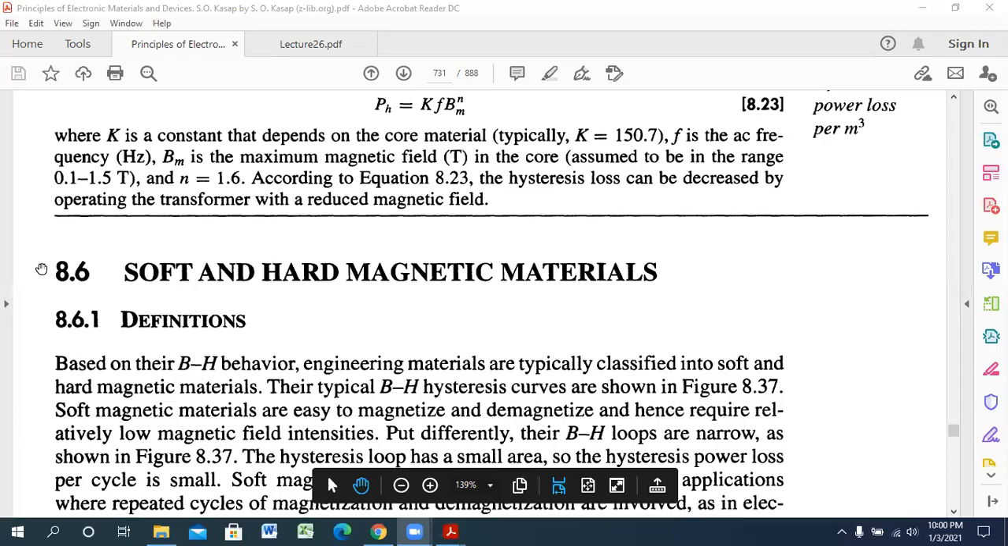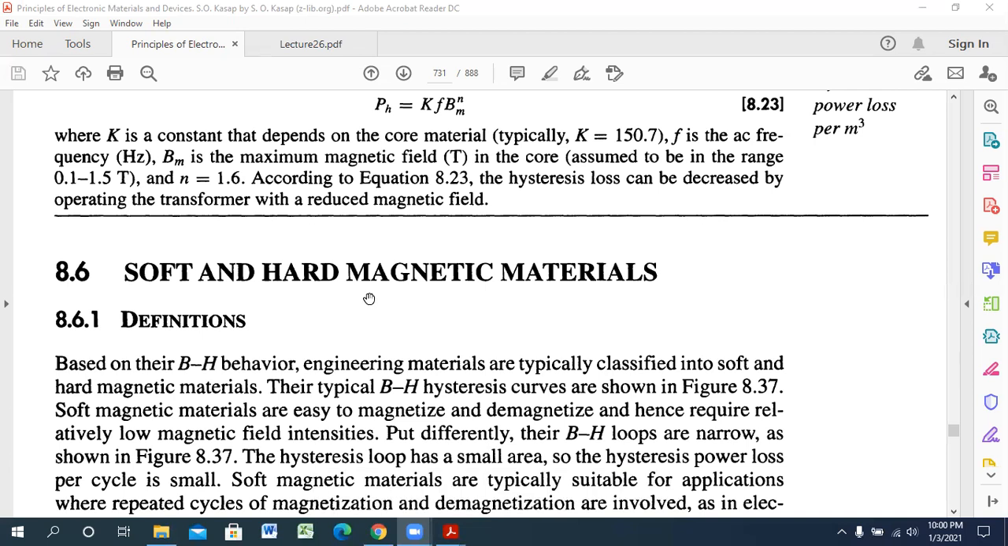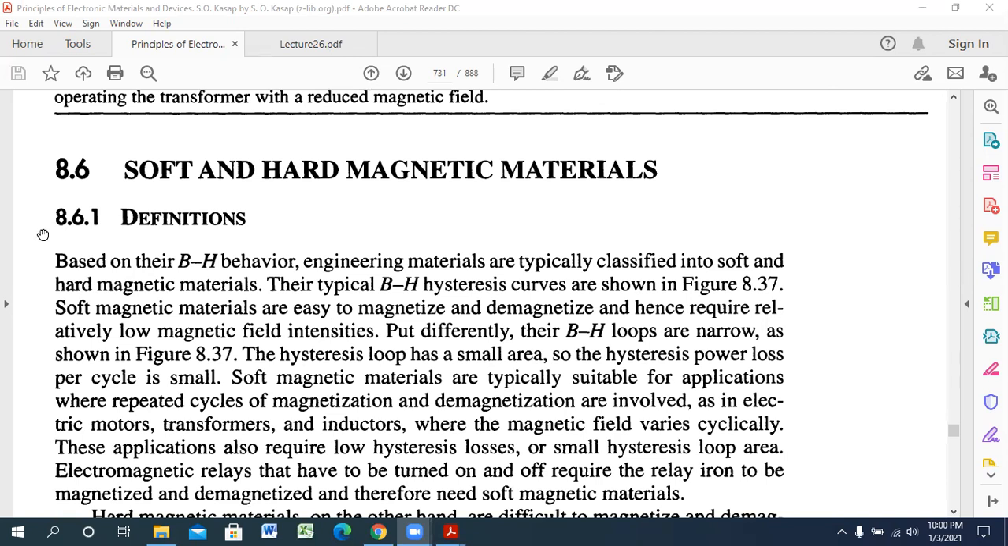So today we start from article number 8.4, hard and soft magnetic materials. First of all, we'll learn what is called hard magnetic materials and what is called soft magnetic materials. Basically, starting from 8.6.1, how to identify the soft and hard magnetic material, based on their BH behavior. You know about the BH loop or the hysteresis loop, which one is commonly known.